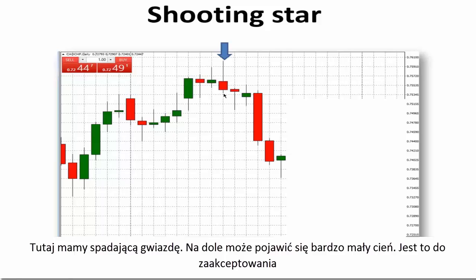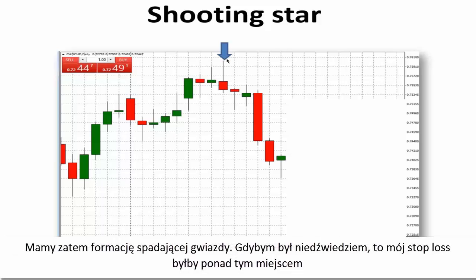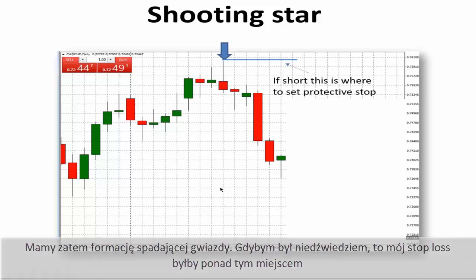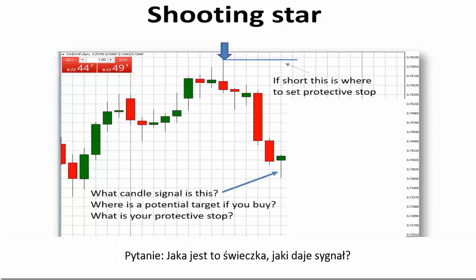Okay, so here we have a shooting star, and it's okay to have a little bit of a lower shadow. Just like with the hammer, it's okay to have a little bit of an upper shadow. This is perfectly fine as long as it's a small lower shadow. So this is a classic shooting star. If you're bearish here, I would have a protective stop above the highs over here. Now, this is where we said what candle signal is this?